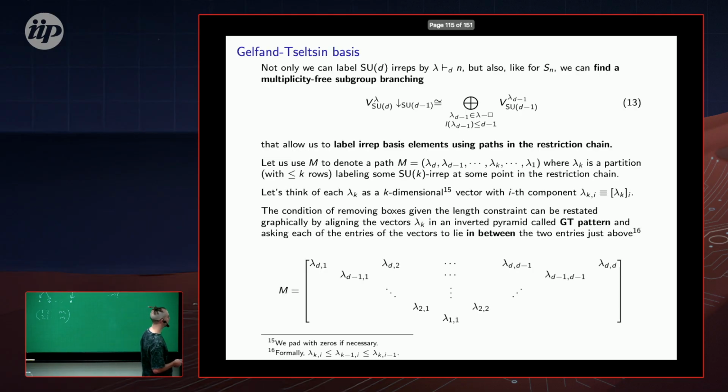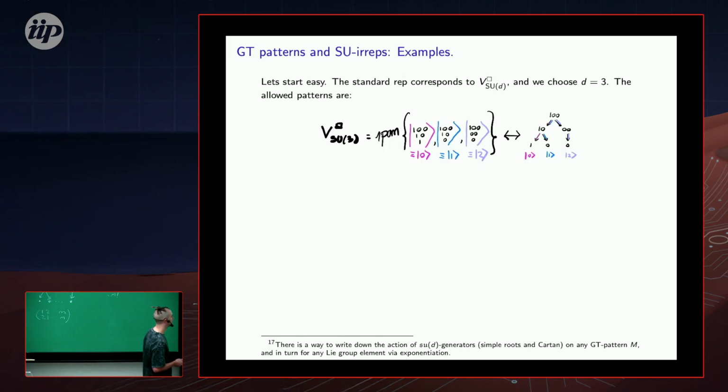Again, I don't think it's necessary to go into much detail. One usually uses these kinds of patterns to label the paths, but again, it's the same. Each row represents a choice of a partition labeling an irrep in the path of restriction, in the chain of restrictions. Here are some examples. I start from the standard irrep, and these are all possible paths down. That's why the standard irrep of SU3 is three-dimensional. There are 3 paths. Cool, it makes sense, right?